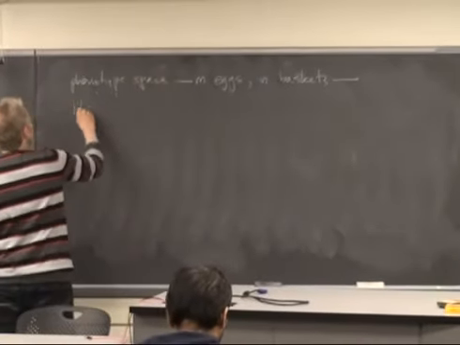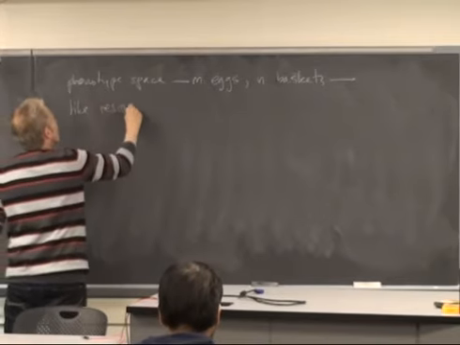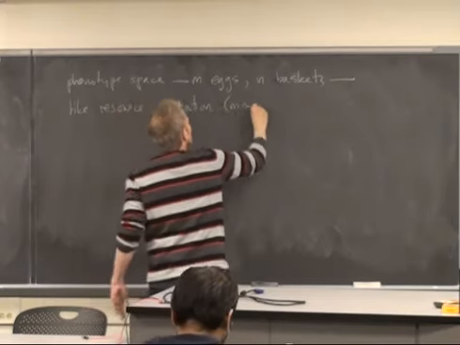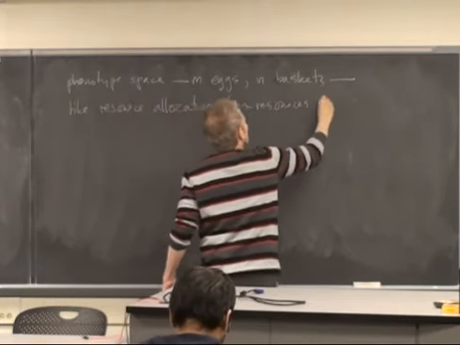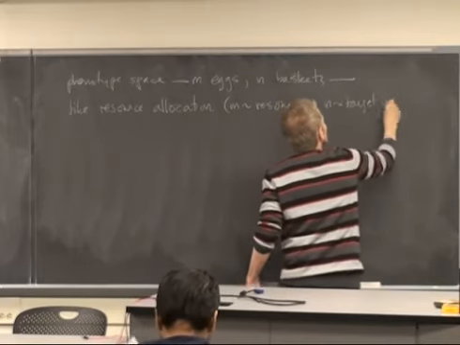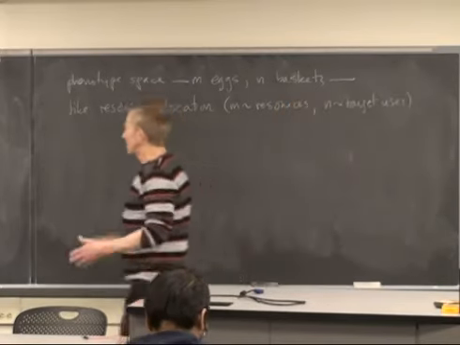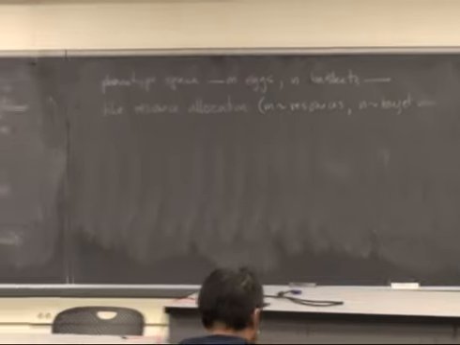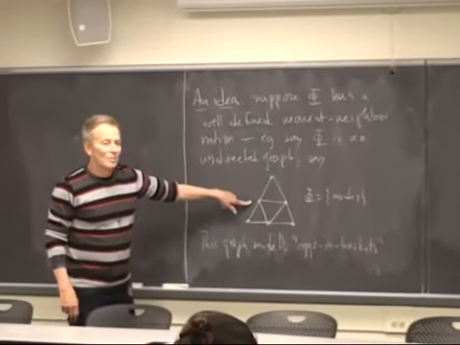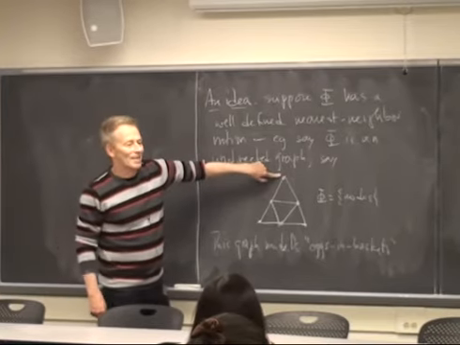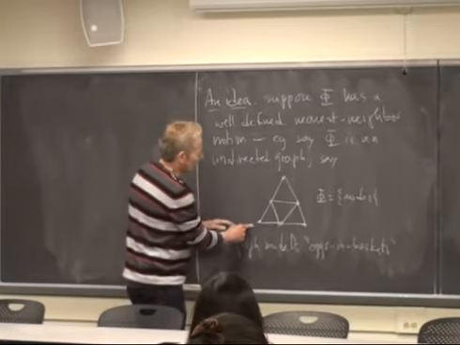So it's like a resource allocation where m is the resources and n are the target uses for them. And you want to allocate your resources optimally. You want to allocate the m eggs between n baskets optimally. This particular graph represents 2 eggs in 3 baskets. This is both eggs in this basket. This is both eggs in the second basket.